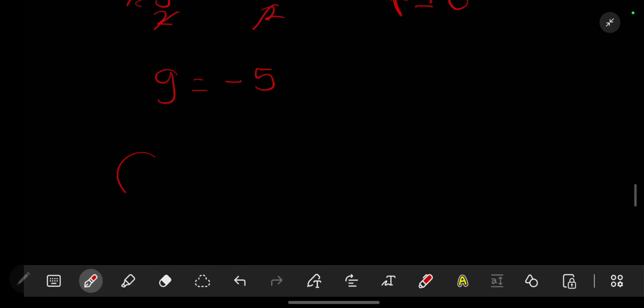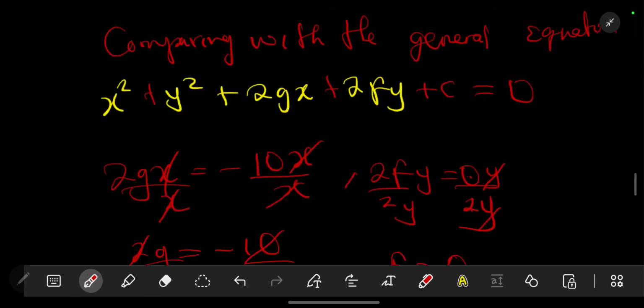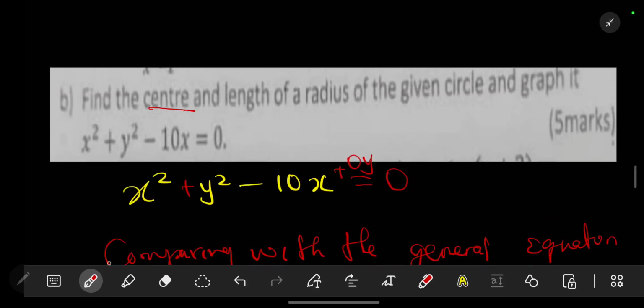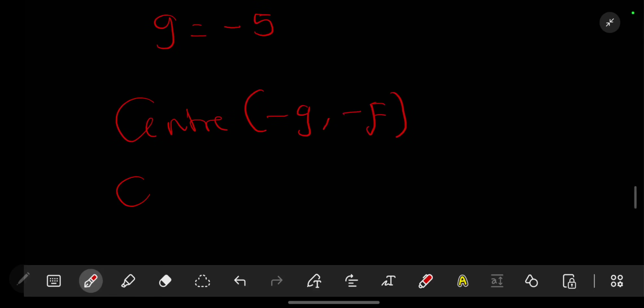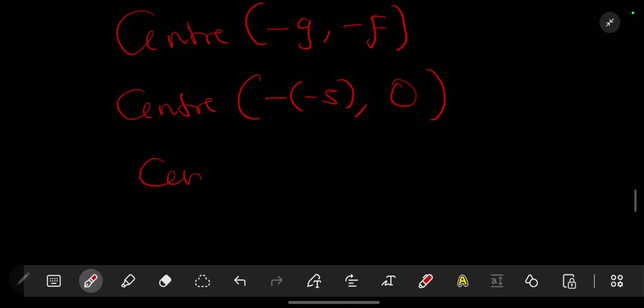So that means, what are we asked? We are asked to find the center. The center is given by negative g, comma, negative f. In this case the center will be equal to negative, then g is negative 5, comma, 0 is 0, whether negative or positive. So our center will be equal to positive 5, negative by negative is positive 5, comma, 0 like that. So this is what we have for the center.